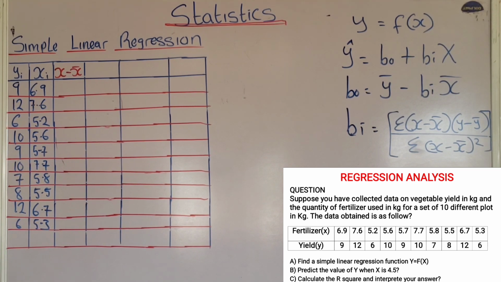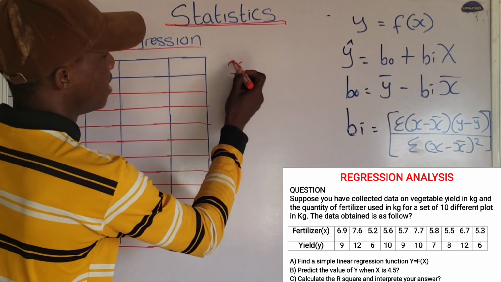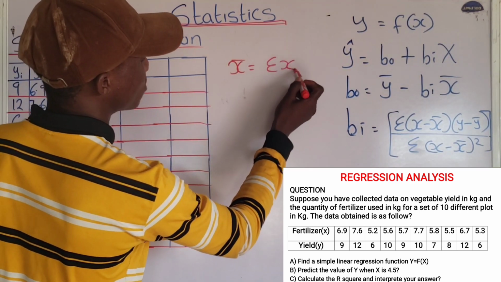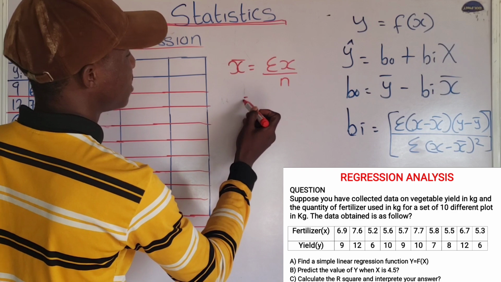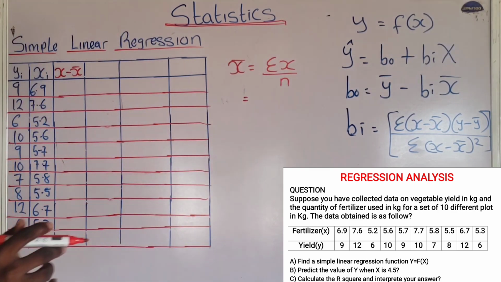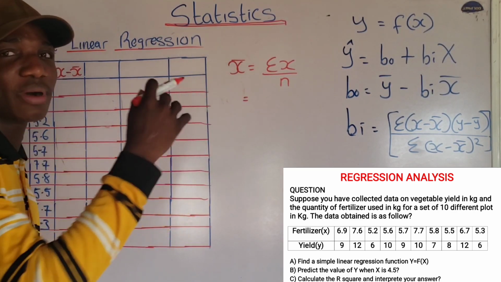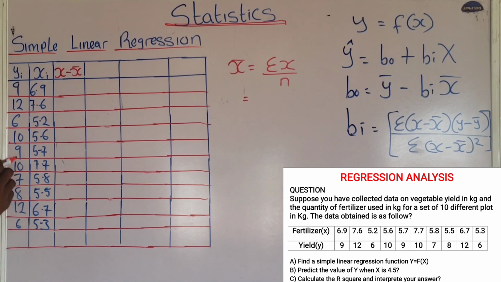The mean of the x that we have on this table will give us the value of x bar. You understand? And the mean x bar is equal to summation x all over n. That is, we are going to sum all the values of x that we have and then divide it by the total number of x. So let's start. For this, I'm going to have 6.9 plus 7.6 plus 5.2 plus 5.6 plus 5.7 plus, this is 0.2, it is not negative, it is not minus, okay? It is 5.7 plus 7.7 plus 5.8 plus 5.5 plus 6.7 plus 5.3.